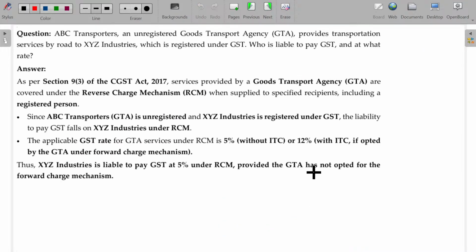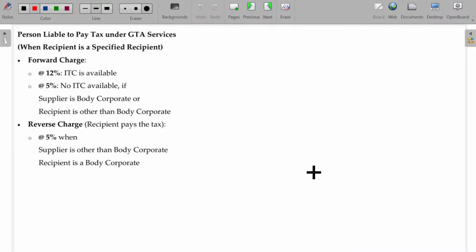Now, here, the person liable to pay tax under GTA services. GTA to recipient. What supply of service? Supply of service being transport supply. Transport supply.